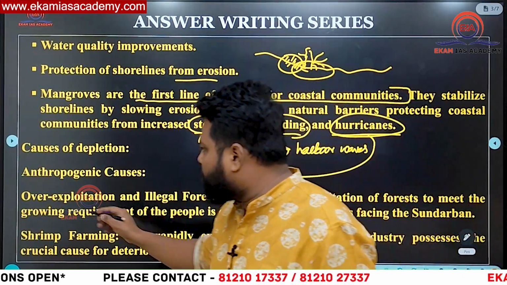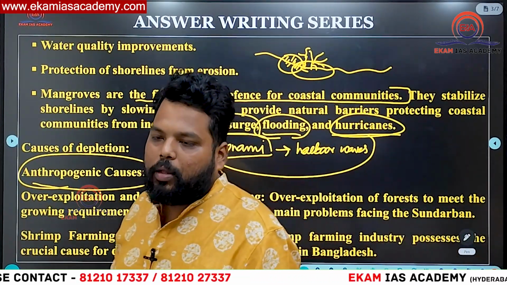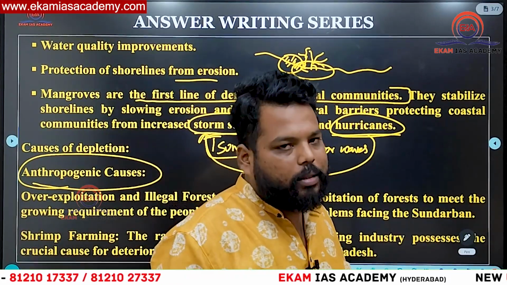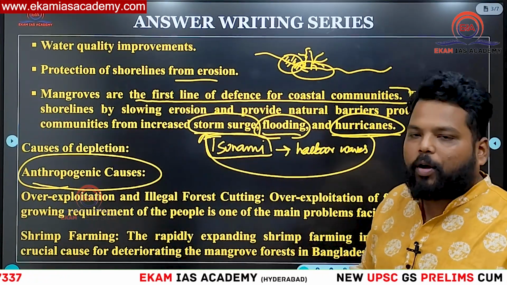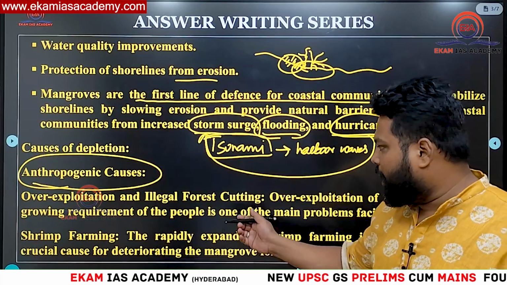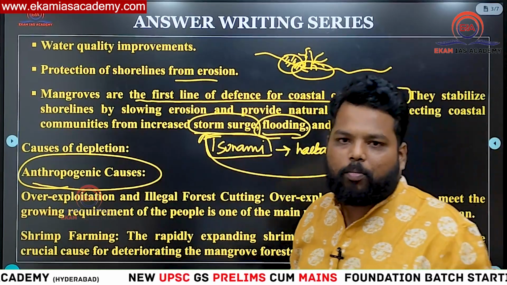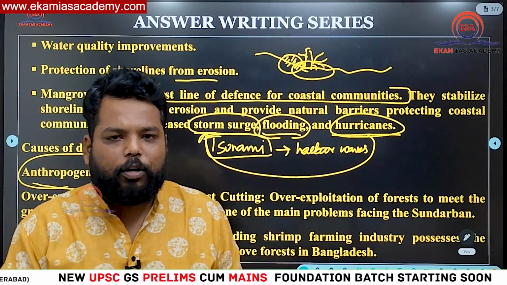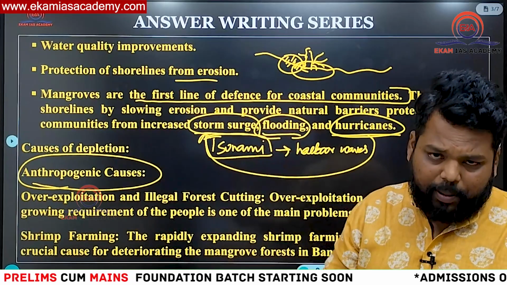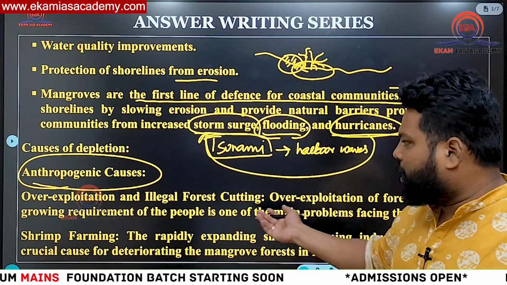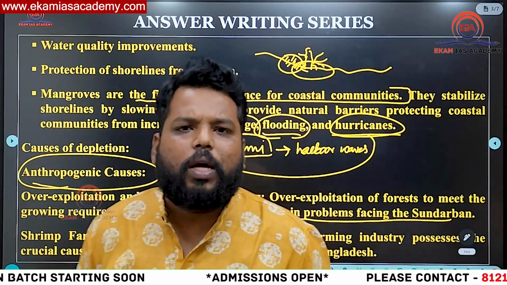In these causes of depletion, anthropogenic causes are very, very important. What do you mean by anthropogenic causes? Those causes which are induced by human activities are considered anthropogenic causes. In these anthropogenic causes, overexploitation by humans and illegal forest cutting is one of the most important events. Just now I was taking the example of the Mumbai case study where a huge amount of mangrove forest has been cut. So due to this overexploitation and illegal forest cutting, to meet the growing requirement of the people, is one of the major problems being faced near the Sundarban location.